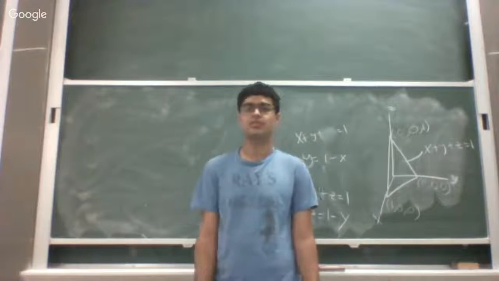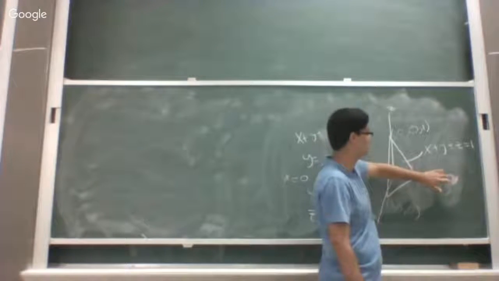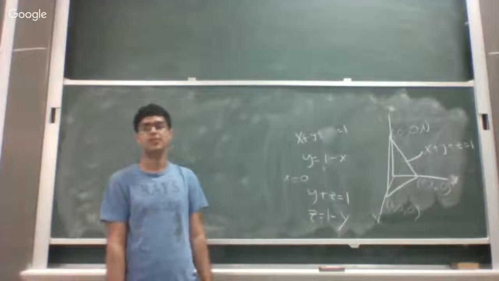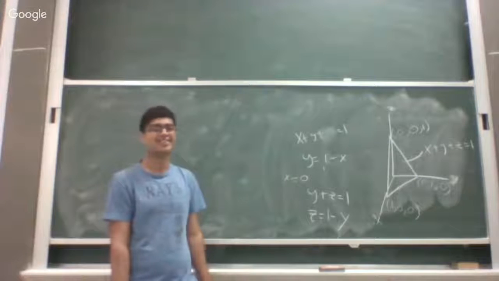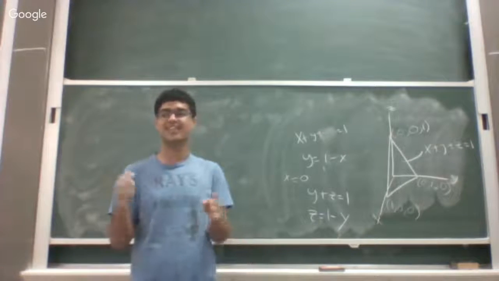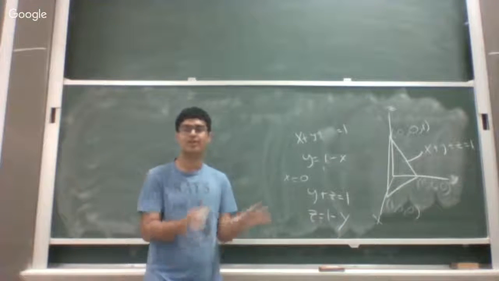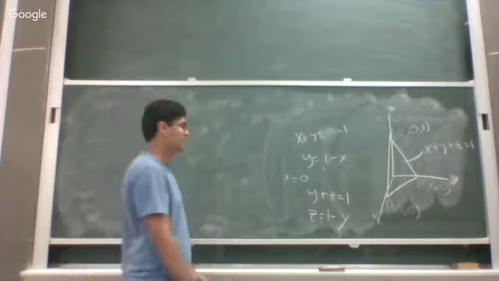Wait, so x equals 0 would give us the zy plane. Oh, so you just put in 0 for x. Yeah, right there. This is the easiest problem. But do you guys get the style of thinking that you need to do? Just imagine one plane at a time sometimes. Yeah, sometimes.